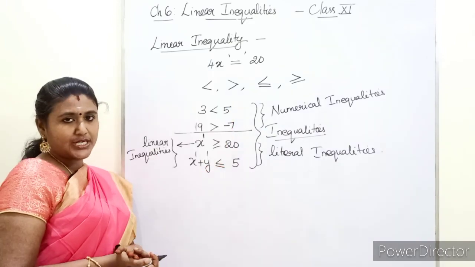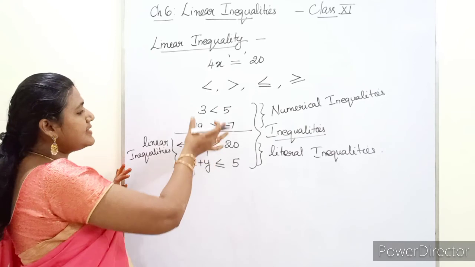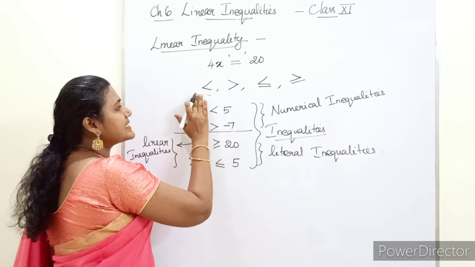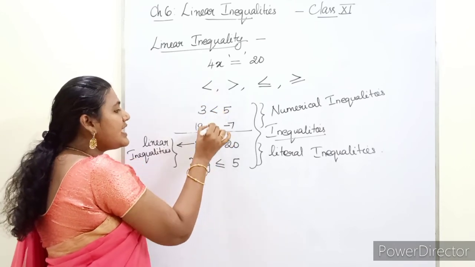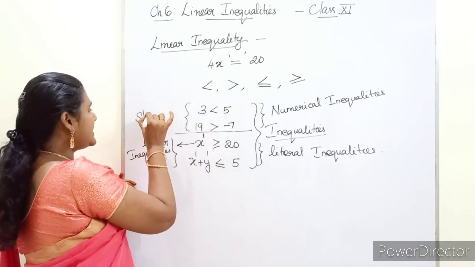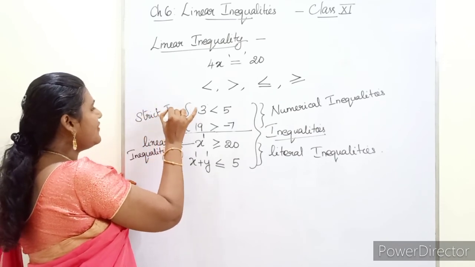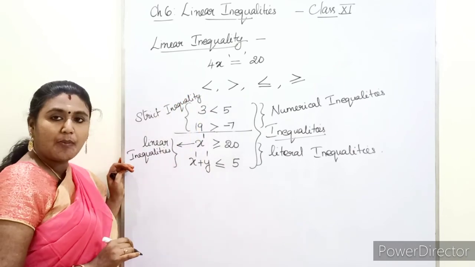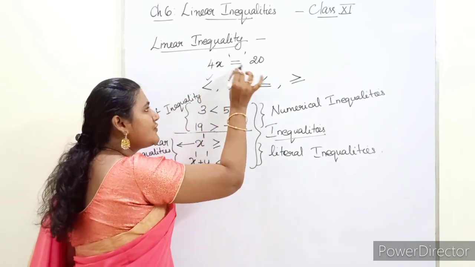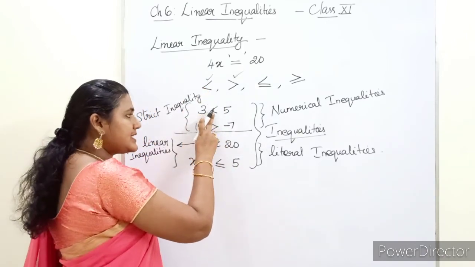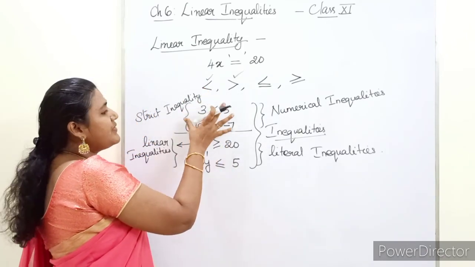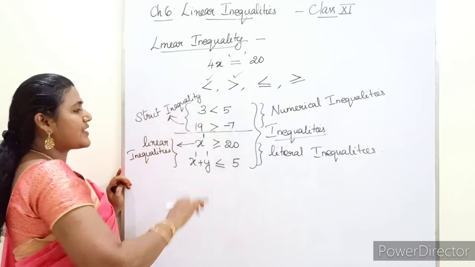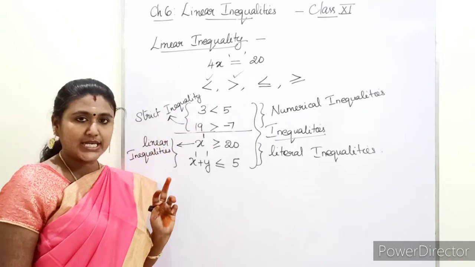Other types of inequalities also we have to see. Here in these four examples, the first two examples have the less than or greater than symbol. So these are called strict inequality. What do we mean by strict inequality? If the algebraic expressions or numbers are related by any one of these two symbols, that is the less than symbol or the greater than symbol, then we can call that inequality a strict inequality. So the first two are examples of strict inequality.